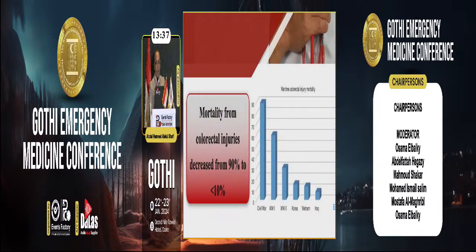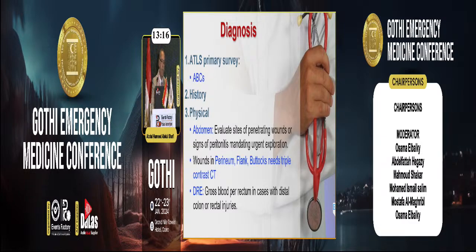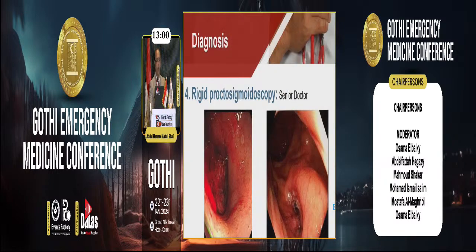From the American Civil War up to the American Iraqi War, mortality from colorectal injury decreased from 90% to less than 10%, or 8%. For diagnosis, follow Advanced Trauma Life Support: primary survey, history taking, and thorough physical examination, including abdominal examination to evaluate sites of penetrating wounds, and blood per rectum in cases of distal colon and rectal injuries. Rigid proctoscopy should be done by senior physicians who are accustomed to seeing perforation and can determine its level.